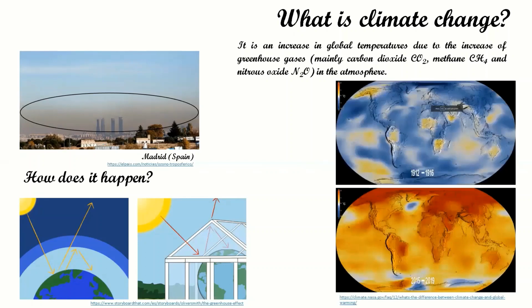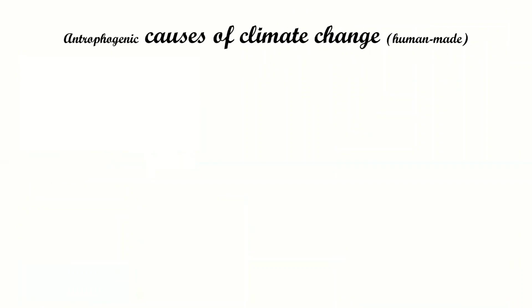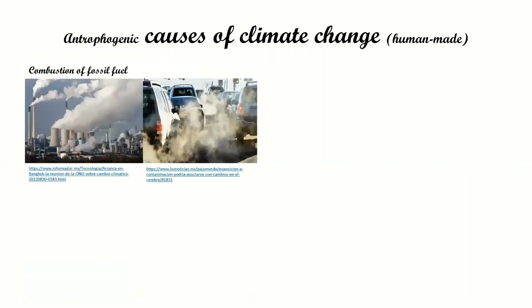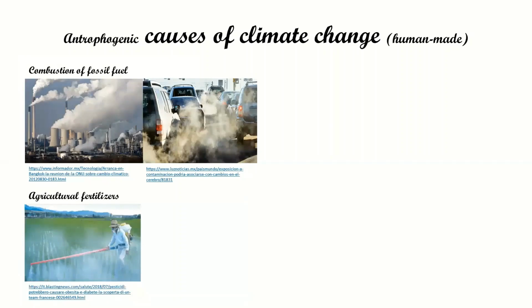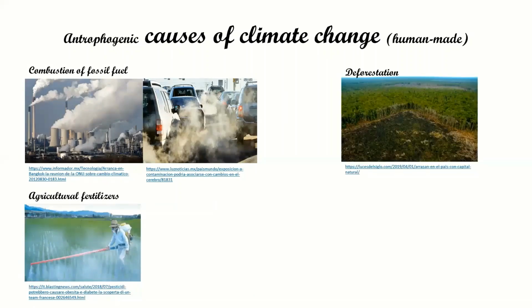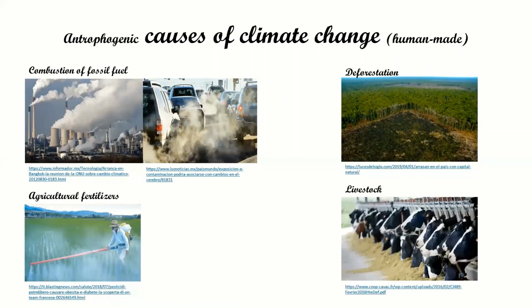These two pictures show how the air temperature has increased over a century. Greenhouse gases are generated by natural processes, but the main cause is human activity. Some anthropogenic causes are the burning of products such as coal, petrol, or gas, the use of fertilizer, deforestation, and livestock farming as well.